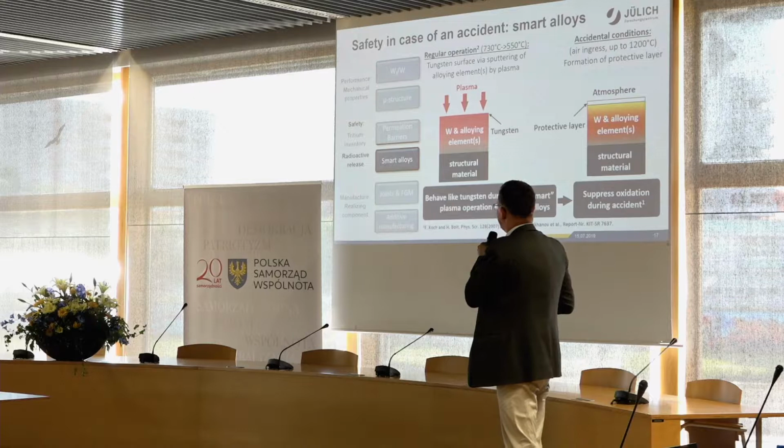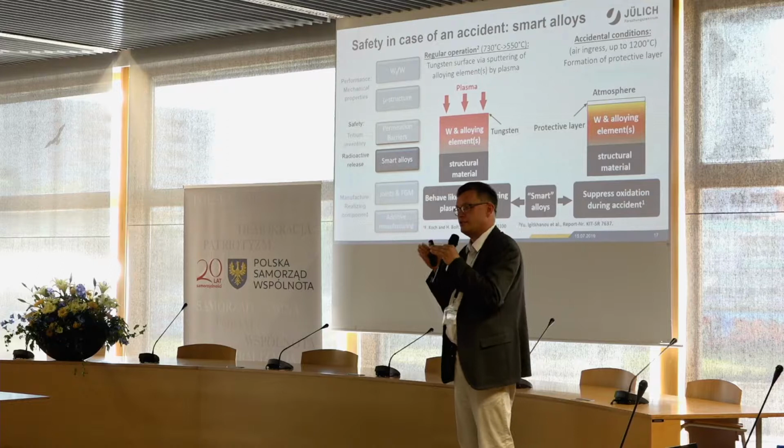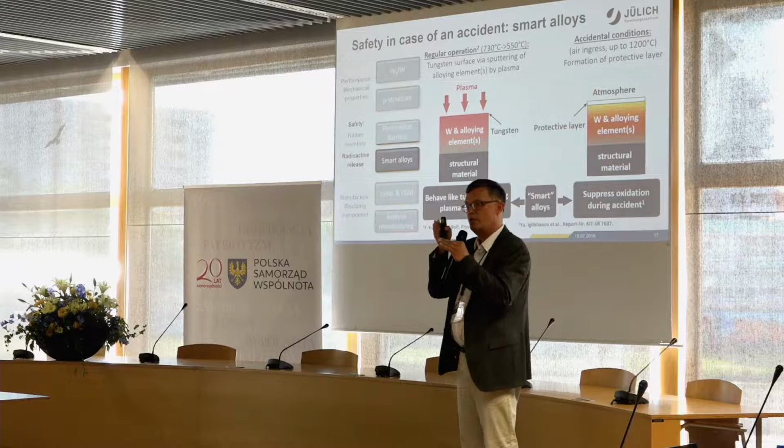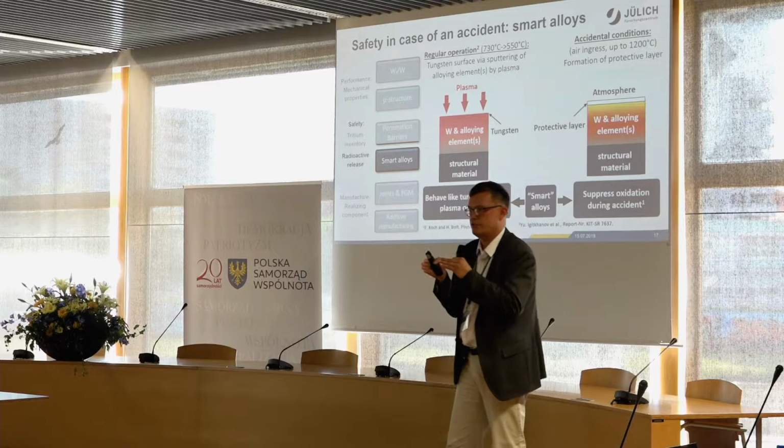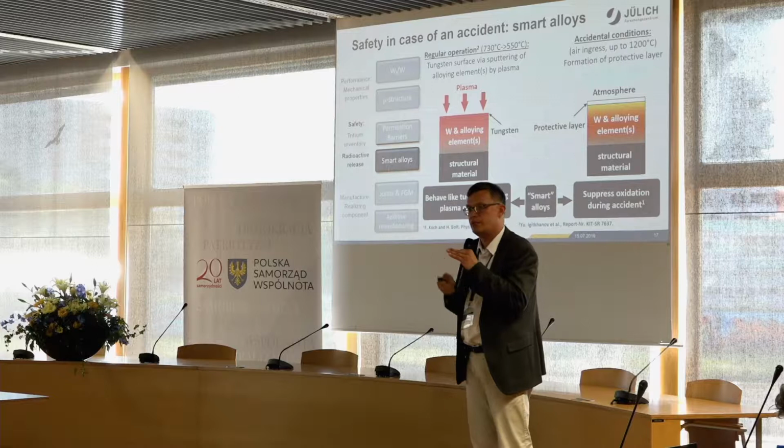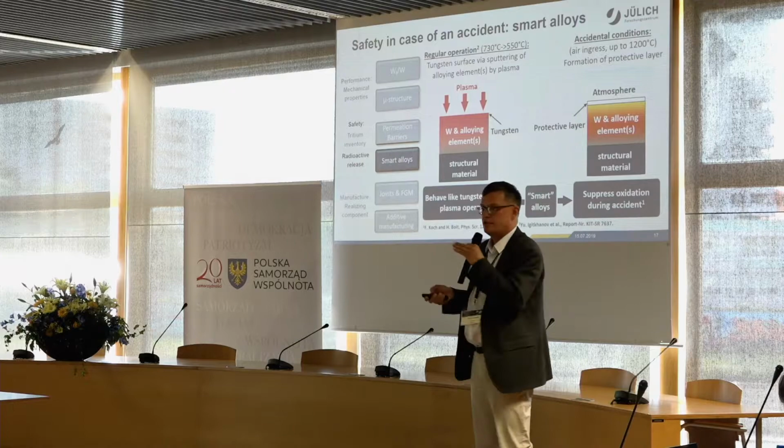What is the idea behind it? It is to alloy the tungsten with specific elements which will make this material react depending on the conditions. During normal plasma operation, the lighter alloying elements will be sputtered by the plasma particles, leaving the pure tungsten surface facing the plasma. This is exactly what the plasma wants to have: the low sputtering rate, low tritium retention, and all these advantages of the tungsten.